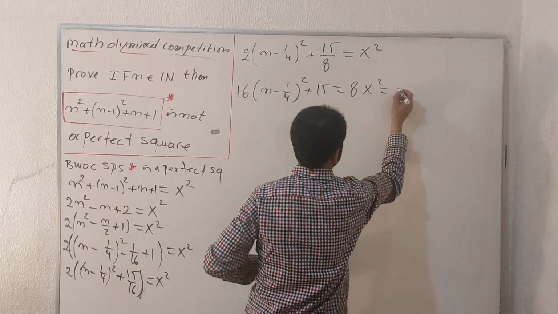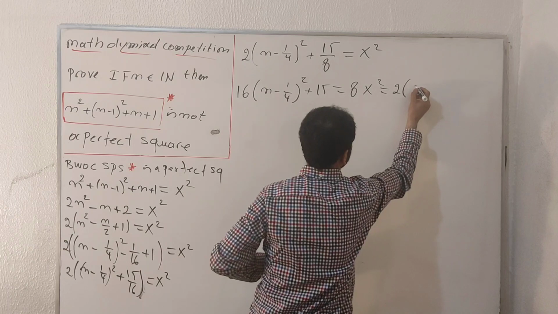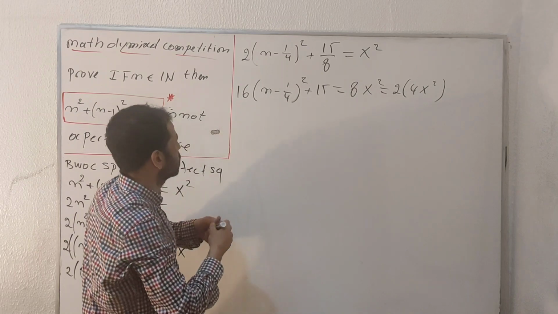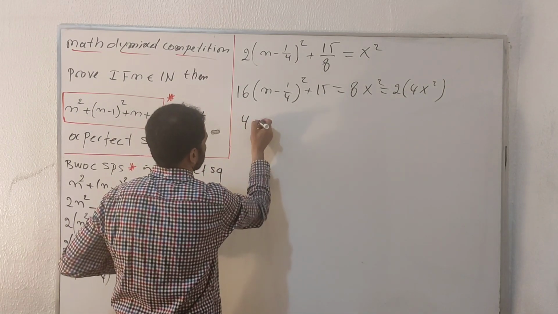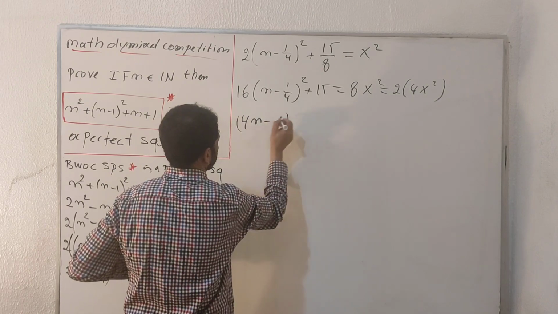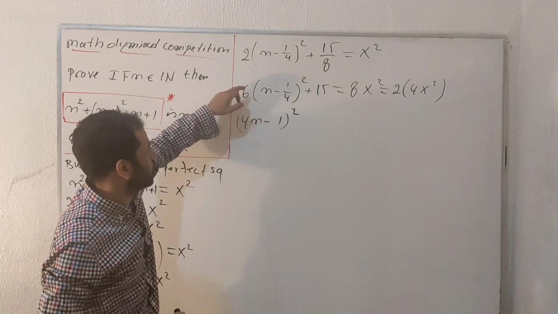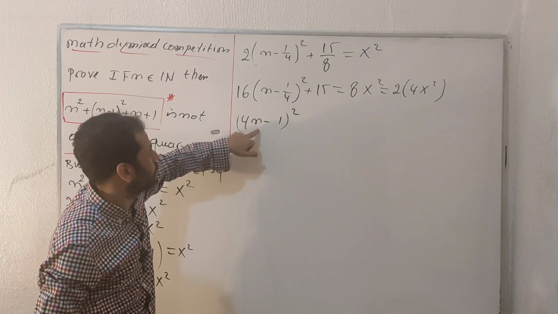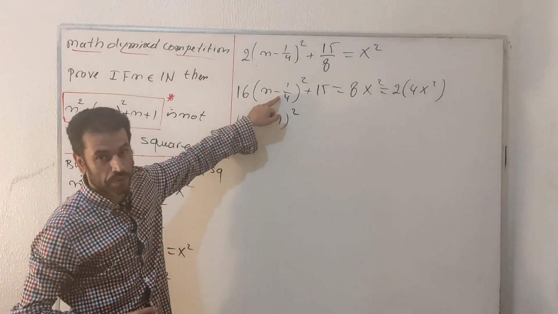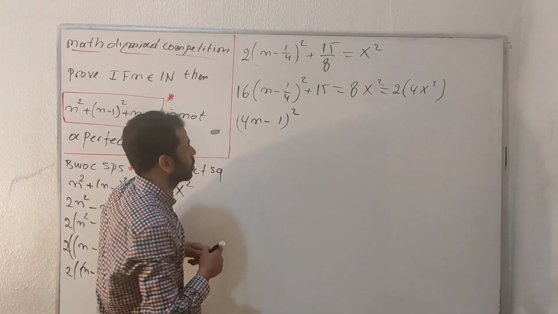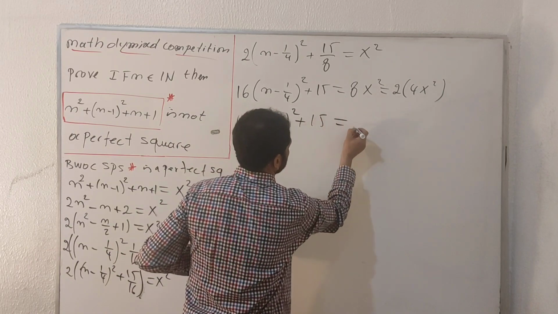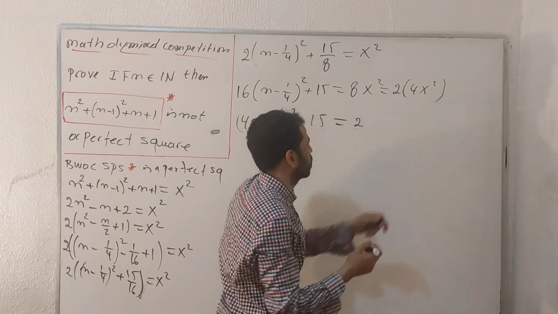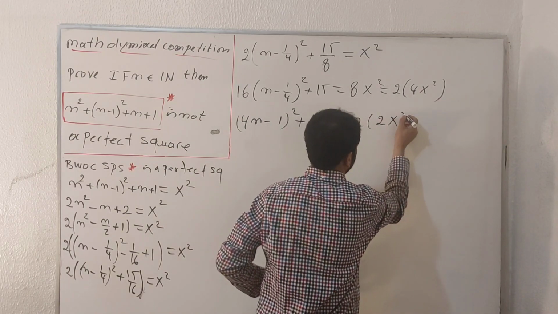Actually this 8 can be written in this form: 2 multiplied by 4x². So I'm going to put this 16 inside. I'm going to put (4n − 1)². If I put this inside, I will have 4 squared, which will be multiplied by n, which is 4n. This one will be multiplied by 4, giving us minus 1 here, all squared, plus 15 equals 2. This number 4 goes inside, and it will be (2X)².